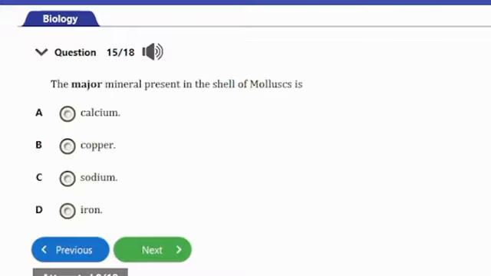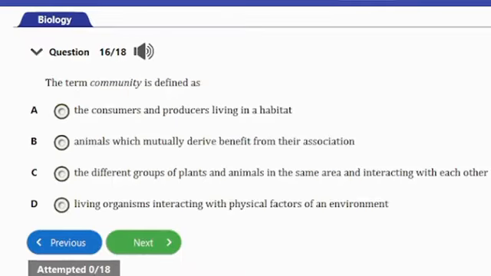Question number 15. It says the major mineral present in the shell of mollusk is A, calcium, B, copper, C, sodium, D, iron. So guys, the answer to this question is option A, and that's the calcium. Calcium is the major mineral that's present in the shell of mollusk. So let's look at the next question.